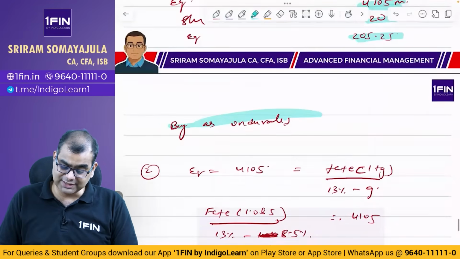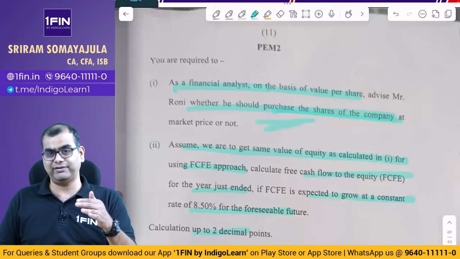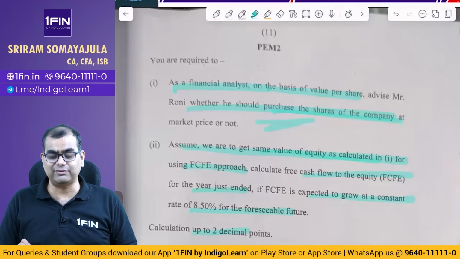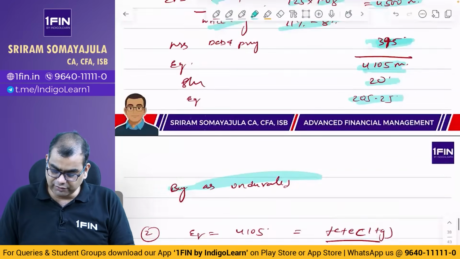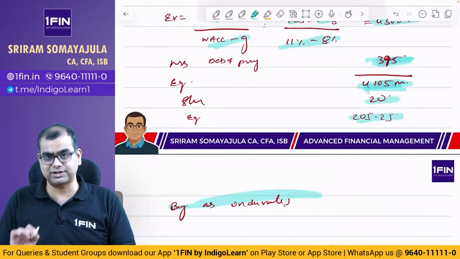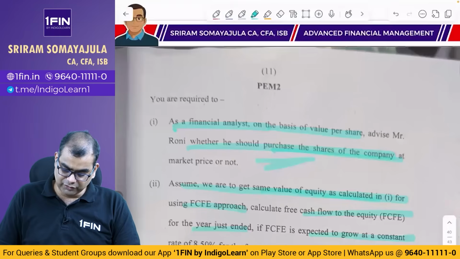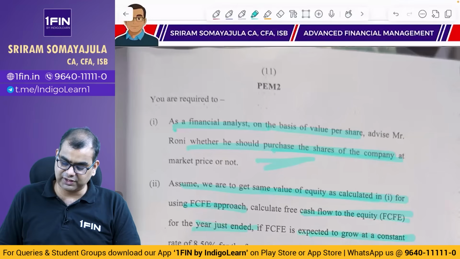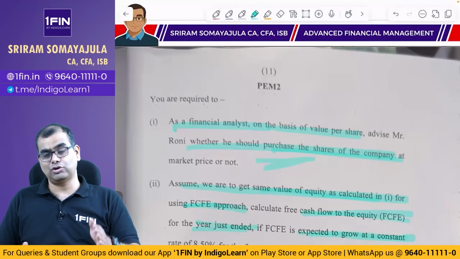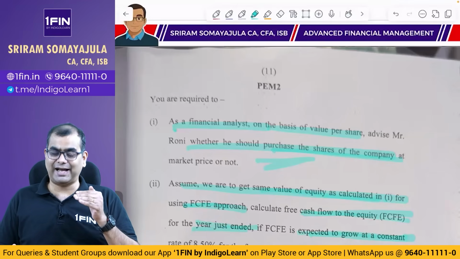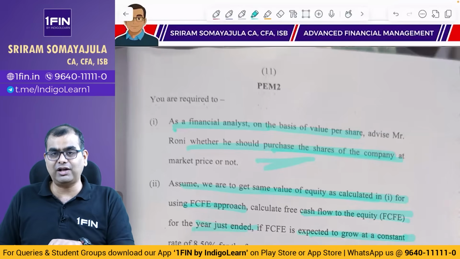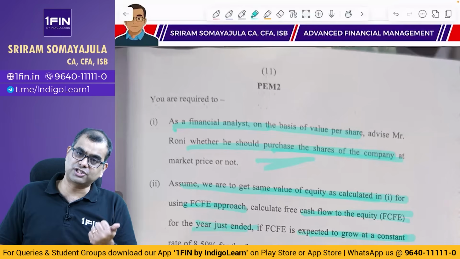Okay. Then what is the second part of the question? Now come to second part. After having done the working for the first part, only then you'll understand the second part. Assume we get the same value of equity. What is the value of equity that we got? We got value of equity as 4105. Assume this is 4105. Then using the FCFE approach, calculate FCFE for the year end debt if FCFE is expected to grow at 8.5%. So instead of doing FCFF by WACC minus G, do FCFE by KE minus G and get the same value of 4105. You have cost of equity, you have growth.